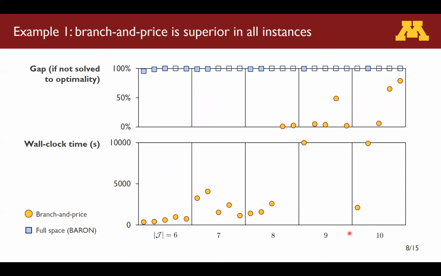So what we can see here, first, is that the full space model doesn't really work. It times out for all instances, and for most of them it didn't even find a feasible solution. Whereas the branch and price algorithm seems to work pretty well for most of them. Most of them are solved to optimality, and even for those that didn't solve to optimality, most got pretty good optimality gaps.